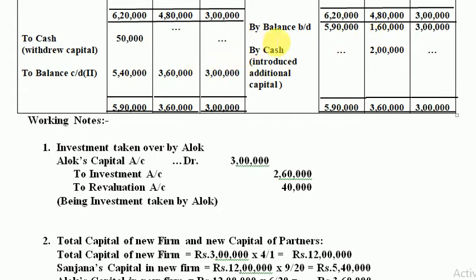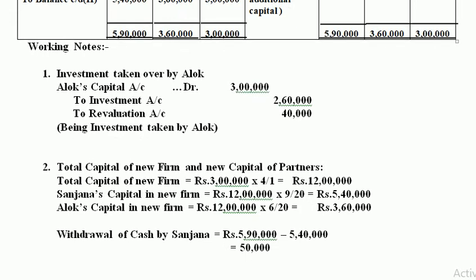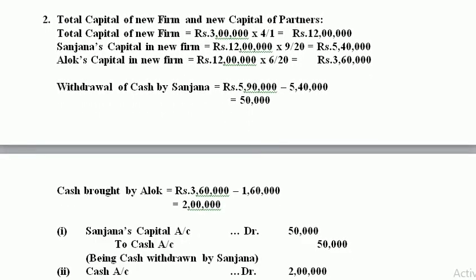And for Sanjana, she's having her original capital as 5,90,000, which should be coming down to 5,40,000. So what she is doing is she is withdrawing 50,000 from 590 to make it equal to 540. So this is why it's written here withdrew capital. You're not supposed to write this, but because this is our first question related to capital adjustment, we're talking about this. So Sanjana is withdrawing 50,000, whereas Alok is bringing 2 lakh rupees, for which there has to be journal entry in the working, and this is written here in the working notes.